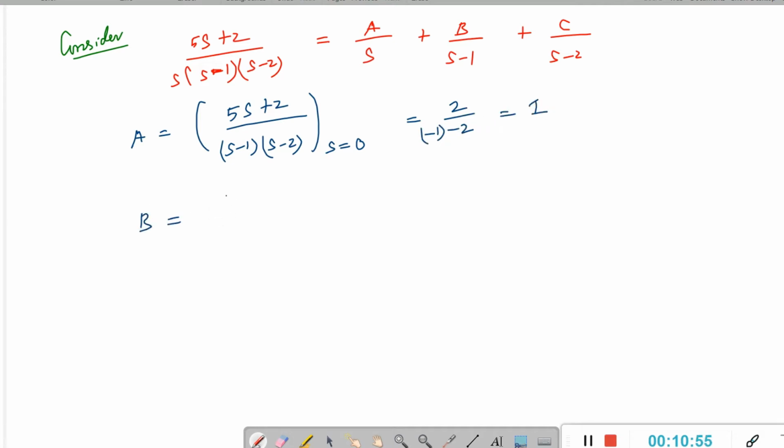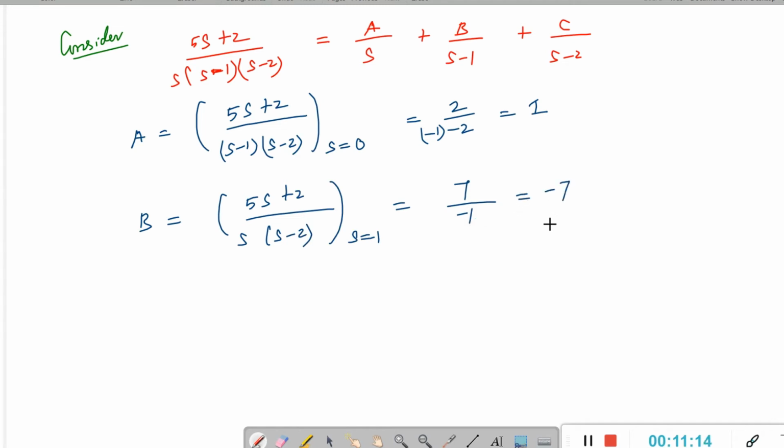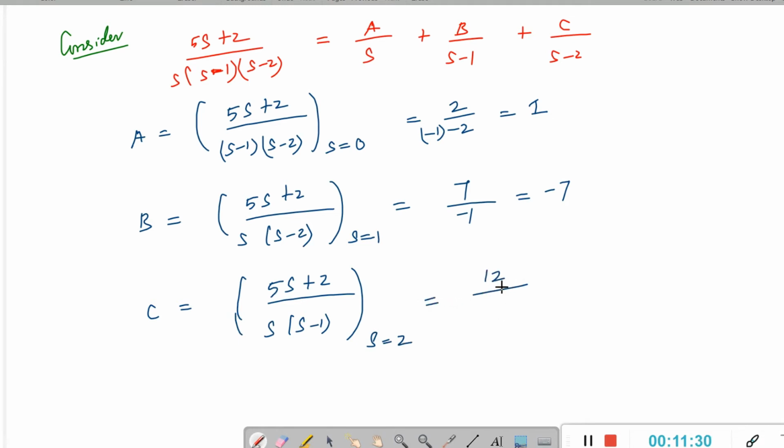B equal to 5s plus 2 divided by s into s minus 2. Put s equal to 1. If you substitute s equal to 1, you get 7 by minus 1, which is equal to minus 7. C equal to 5s plus 2 divided by s into s minus 1. Putting s equal to 2, you get 12 by 2, which is equal to 6.